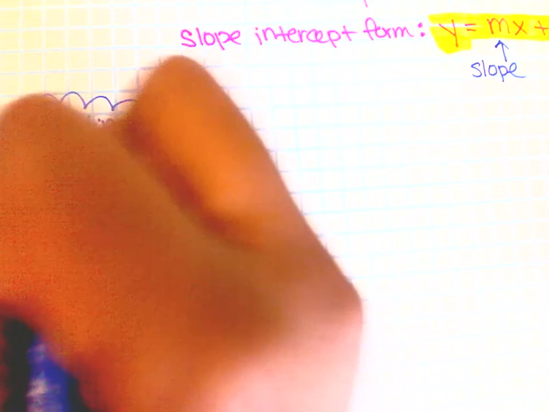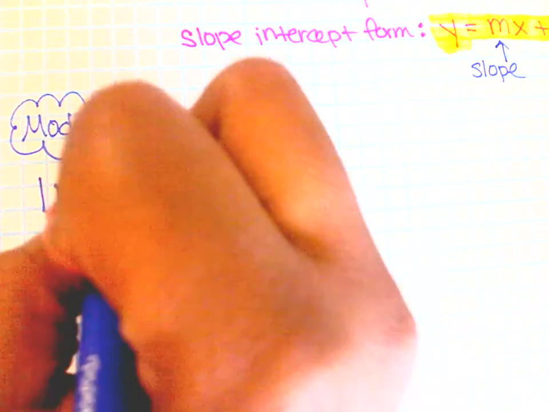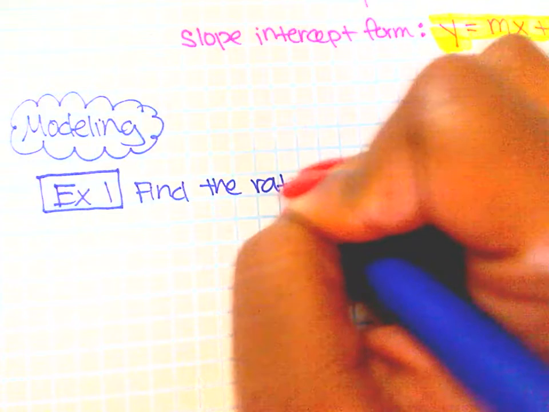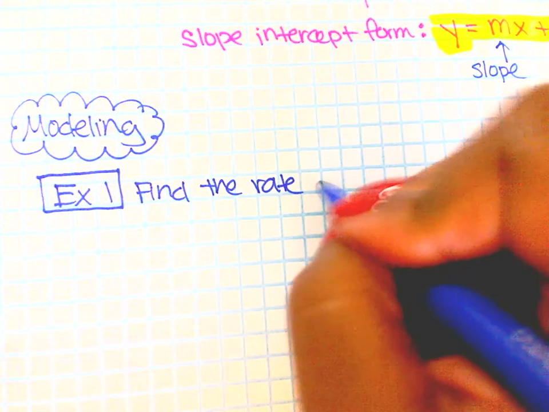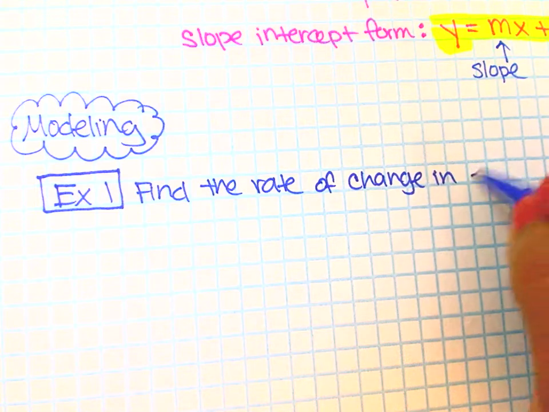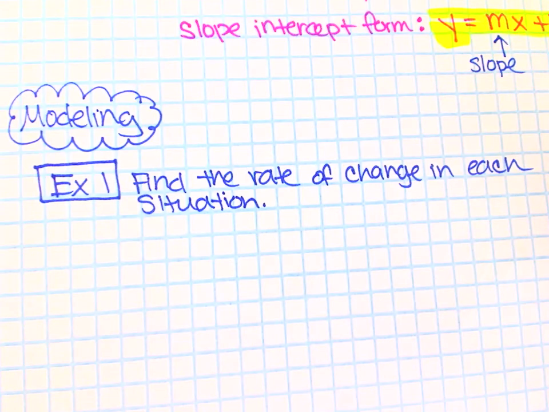Modeling. Example 1. The directions say to find the rate of change in each situation. Please write down the directions. Find the rate of change in each situation.